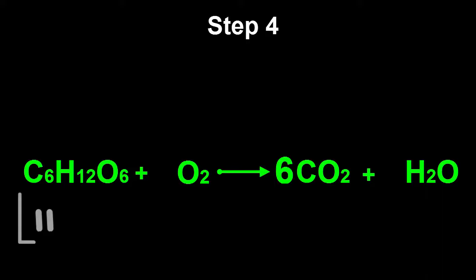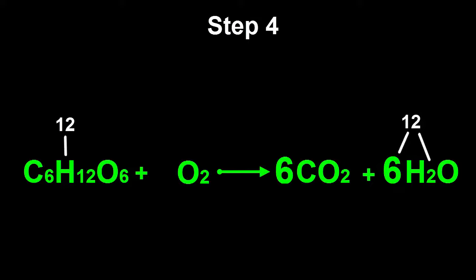Step 4. Pause now if you want to try hydrogen by yourself first. Hydrogen has 12 atoms on the left-hand side and only 2 on the right-hand side. Put a 6 in front of the H2O, so now there are 12 atoms on the right-hand side too. Hydrogen is balanced.